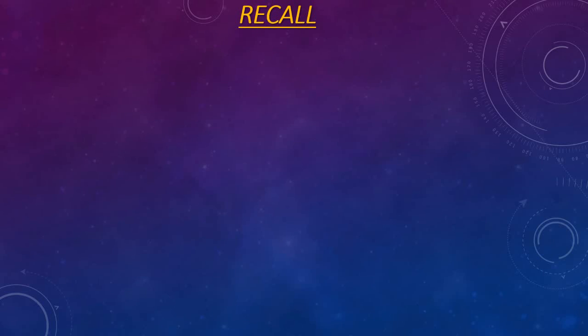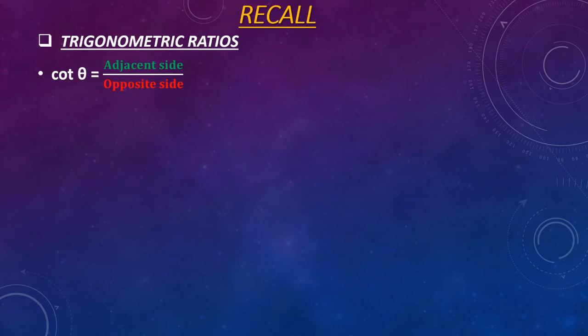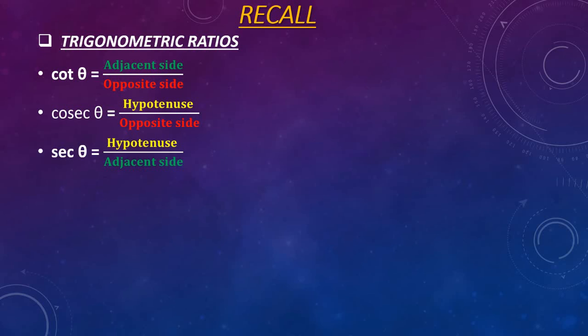Let us recall the formulas that we have seen in our last videos. So we had seen the trigonometric ratios. First is cot theta is equal to adjacent side upon opposite side. Cosec theta is equal to hypotenuse upon opposite side. Sec theta is equal to hypotenuse upon adjacent side.